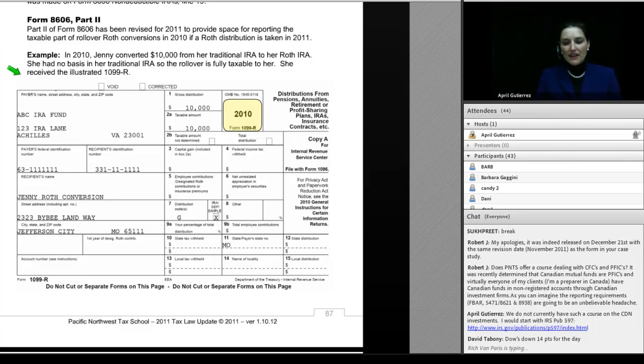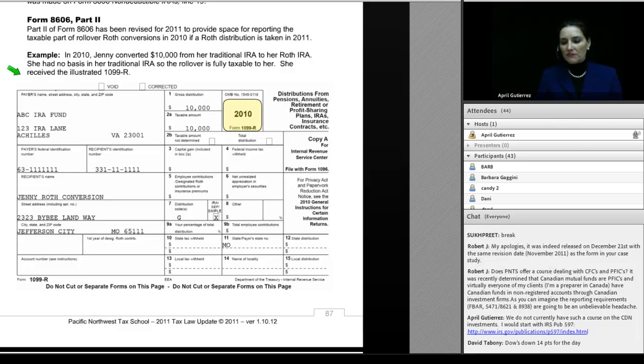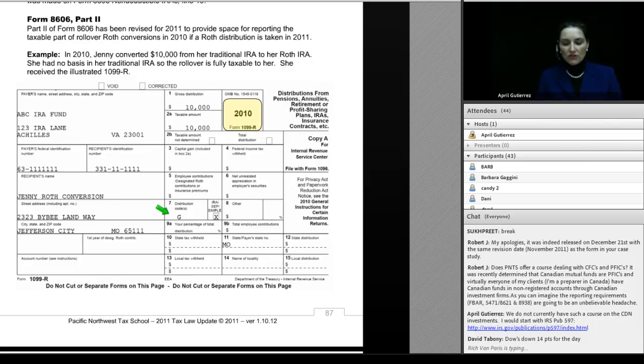So here we have an example. In 2010, Jenny converted $10,000 from her traditional IRA to her Roth IRA. She had no basis in her traditional IRA, so the rollover is fully taxable to her. And she received the illustrated 1099-R in 2010. So you can see this is a 2010 1099-R, and it showed a gross distribution and a taxable amount both at $10,000, and the distribution code was G, meaning it was a qualified rollover.